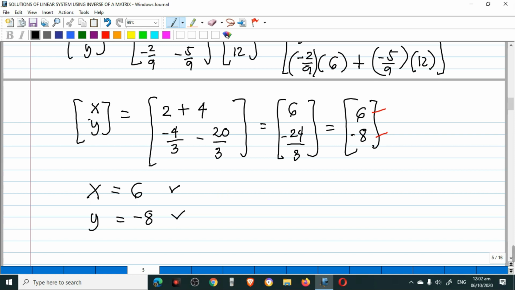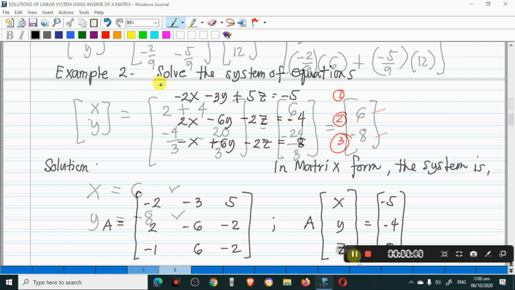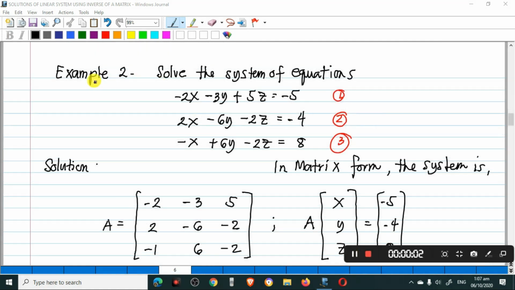It is a little longer, but I will do some shortcuts because you already know how to simplify. Okay? Let us proceed to our example number 2. Let us solve problem number 2, or example number 2. To solve the system of this linear equation, we have 3 equations and we also have 3 unknowns to determine in terms of x, y, and z.